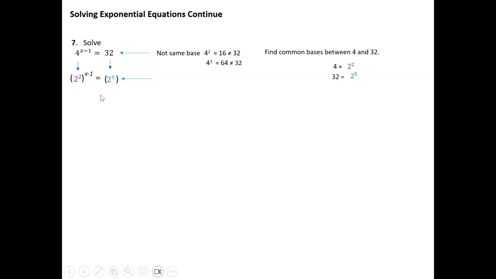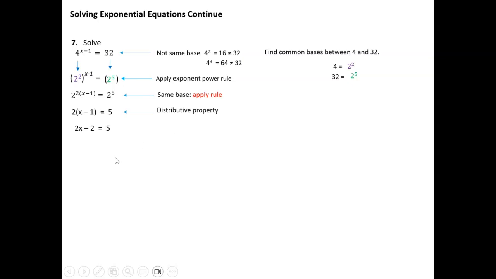Now on the left side, we apply the power property, the exponent power rule, which means when you have a base with a power raised to another power, you multiply the powers. Now we get the same base, so we set the exponents equal to each other. We distribute. It's going to give us 2x minus 2 equals 5. Now we add 2 to both sides. So 2x equals 7. We divide by 2. So x equals 7 over 2.